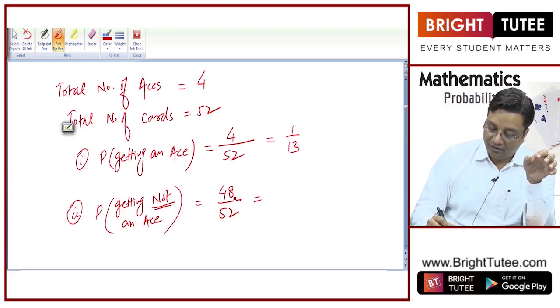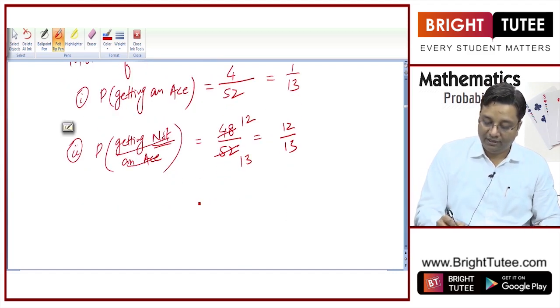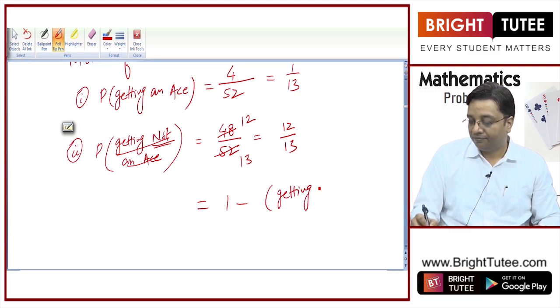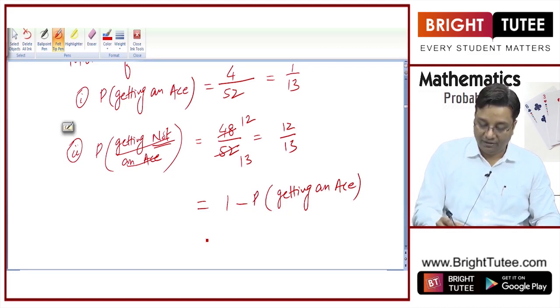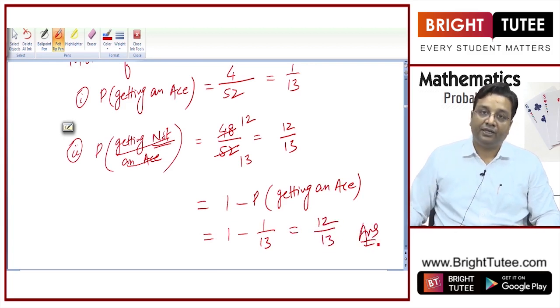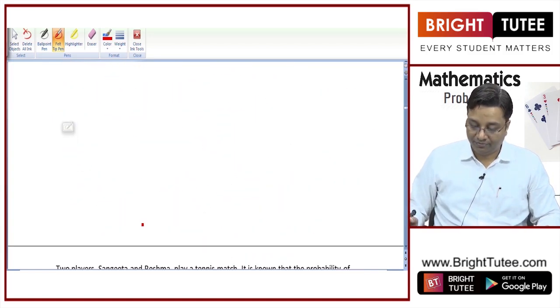So, 48 by 52 is the probability of getting not an ace. So, this is equal to 12 by 13. Another way to look at it: getting not an ace is equal to 1 minus getting an ace. Right. So, it is also equal to 1 minus 1 by 13. Again it will give you 12 by 13 as your answer.